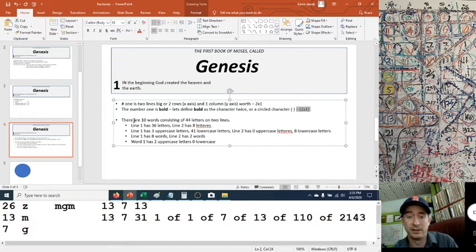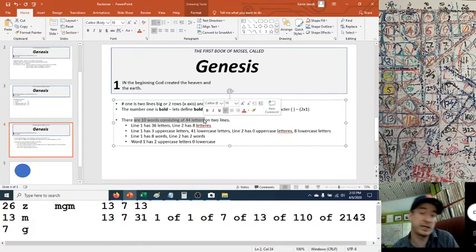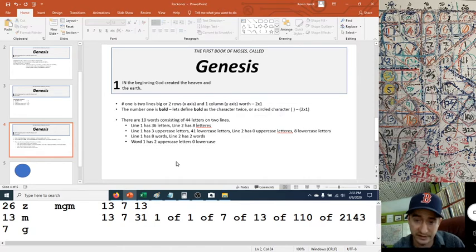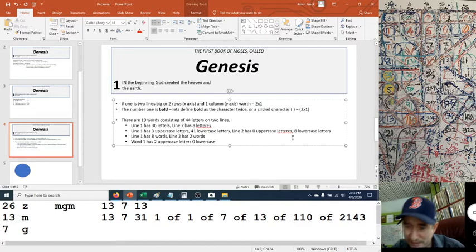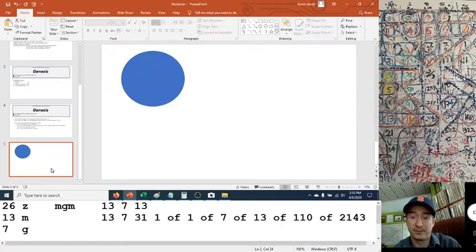You know, there are 10 words consisting of 44 letters on the 2 lines. Line 1 has 36 letters, line 2 has 8 letters. Line 1 has 3 uppercase letters, 41 lowercase letters, line 2 has 0 uppercase letters, 8 lowercase letters. Things like that. It's just breaking it down and then looking at what is inside of this singularity, this dot.